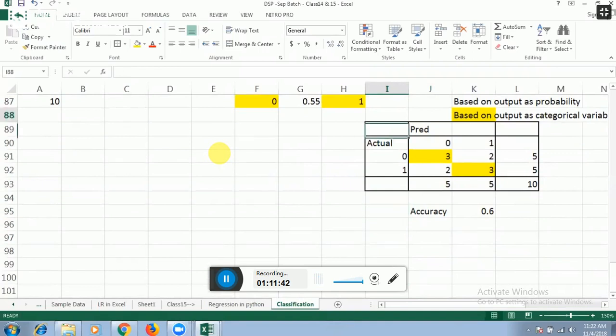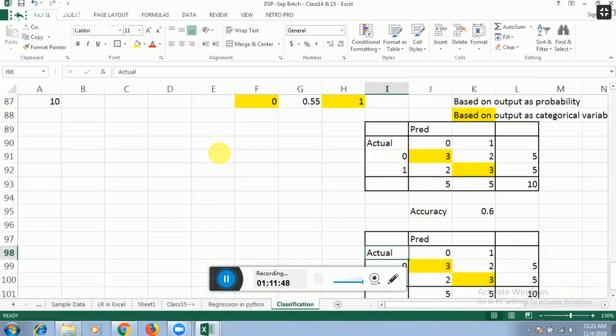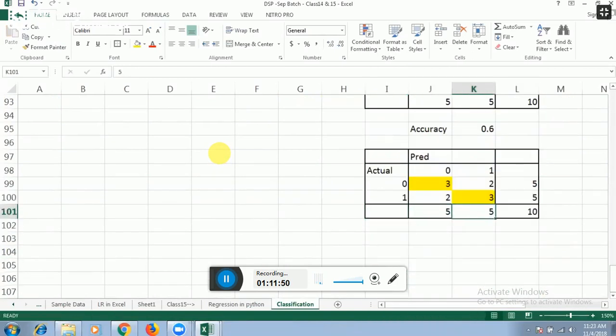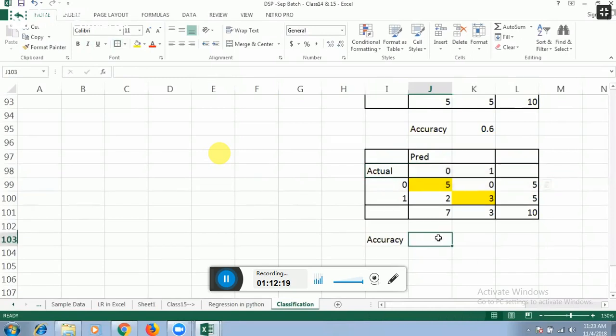Okay, now let's understand one more thing. Suppose the table you got is something like this. You predicted 7 of them as zeros, 3 of them as ones. That means he predicted 5 here and he predicted 2 here. Assuming this is the table you got after some cutoff, in this case, what is your accuracy? Accuracy is 5 plus 3 by 10.